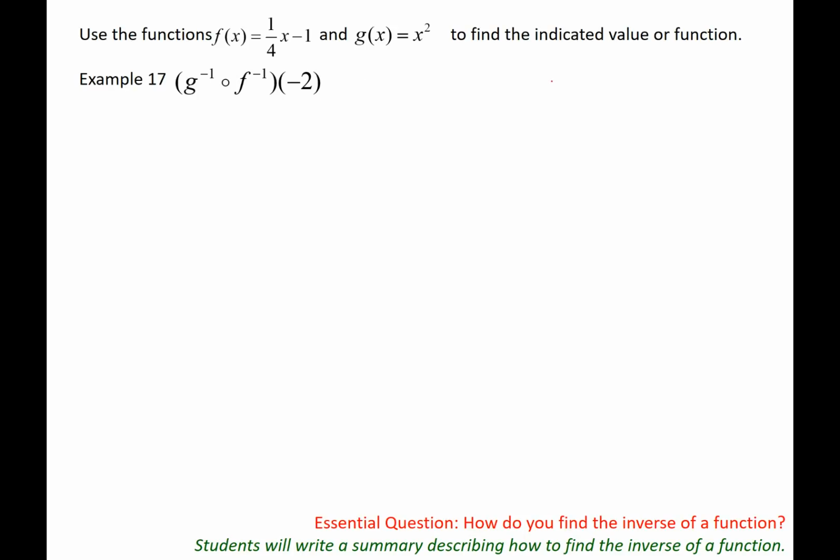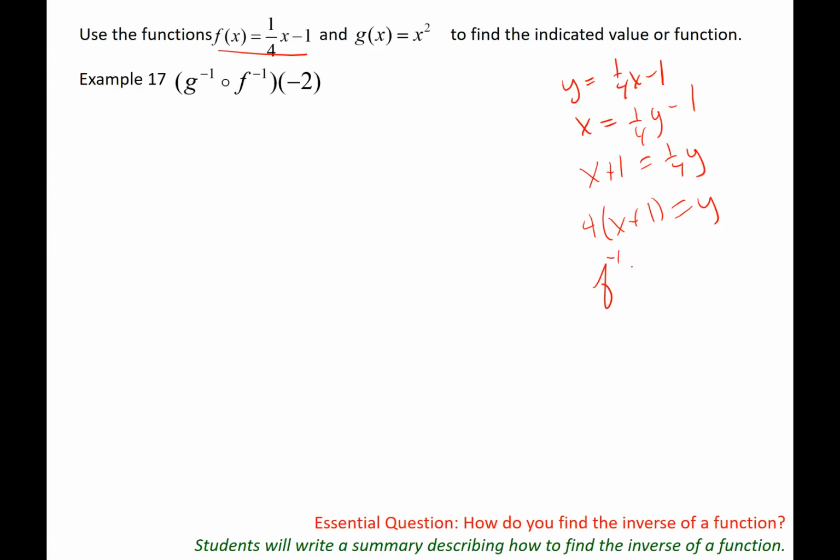So again, to find the inverses, I switch x and y. I'm going to start with this one here. So I'm going to say y equals 1/4 x minus 1. I'm going to switch the x and the y. So x equals 1/4 y minus 1. I'm going to add the 1. And then we're going to multiply by 4. So 4x plus 1 equals y. And then we're going to switch it back to inverse notation. So f inverse of x equals, and I'm going to go ahead and distribute that, 4x plus 4.